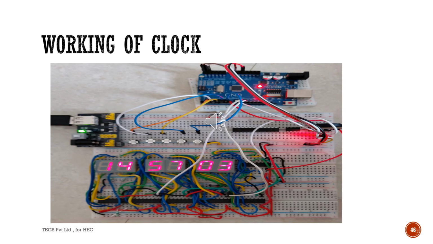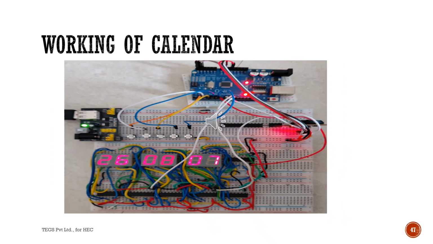A working image of the clock is captured. Here the clock is running. It will run for 0 to 40 seconds. The photo of the calendar running is captured. From 40 to 60 seconds, the calendar will be displayed.